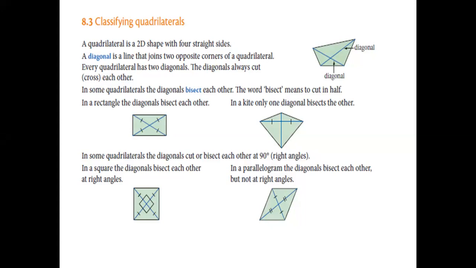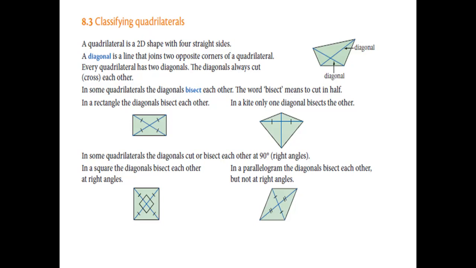Okay, let's start today's lesson, chapter 8.3, classifying quadrilaterals. As you know, we have many types of quadrilaterals. One of them, for example, is square, rectangle, trapezium, or parallelogram. In this lesson, we will learn the types of quadrilaterals and the properties of these shapes.